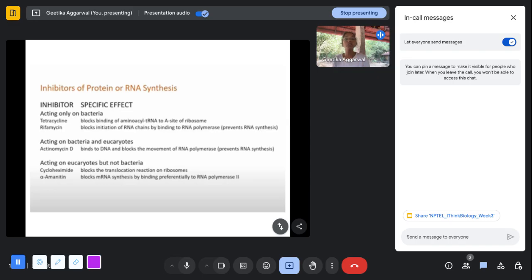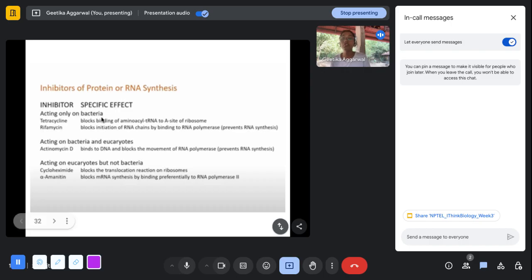So, moving on to some inhibitors of protein or RNA synthesis. Now that we have so much protein and RNA being synthesized in the cell, there might also be something to keep a check on it. There might also be something that inhibits, because in nature, not everything can go on and on. There is always a check on something that is happening. So there is inhibition of protein and RNA synthesis as well.